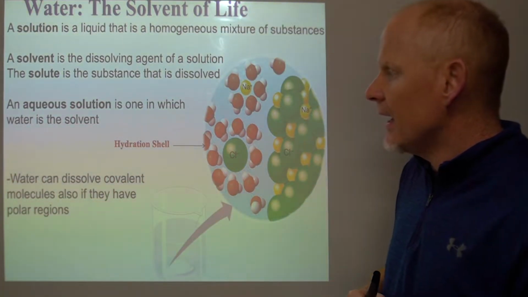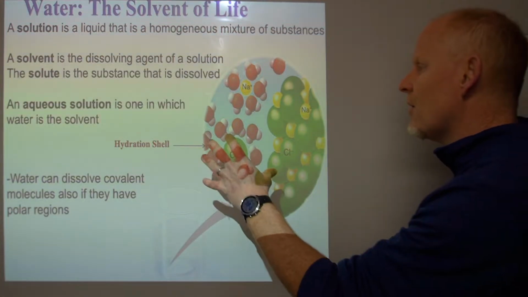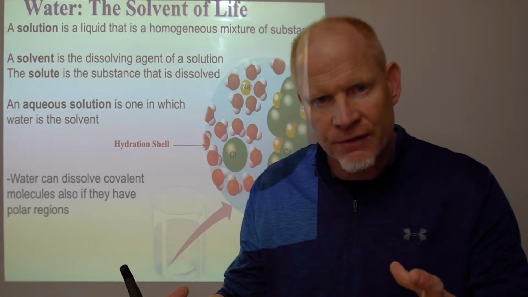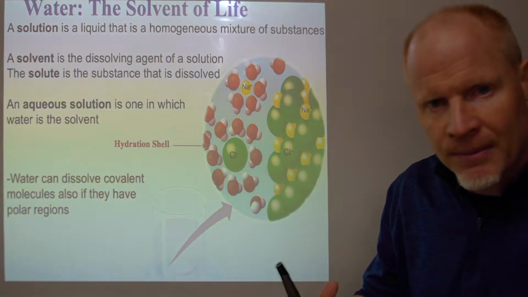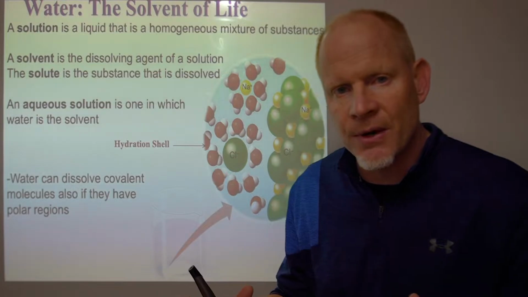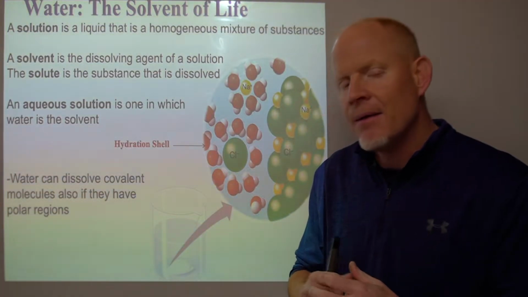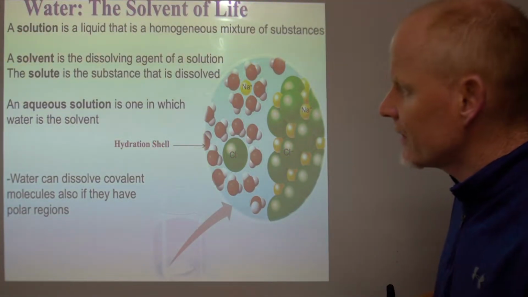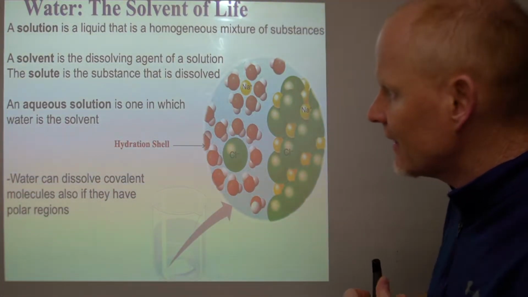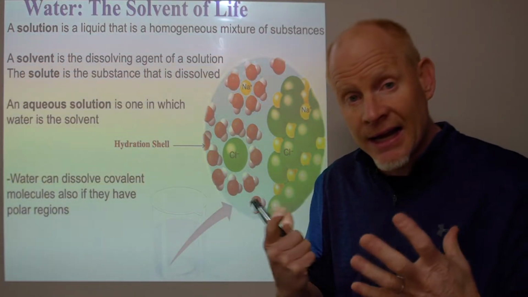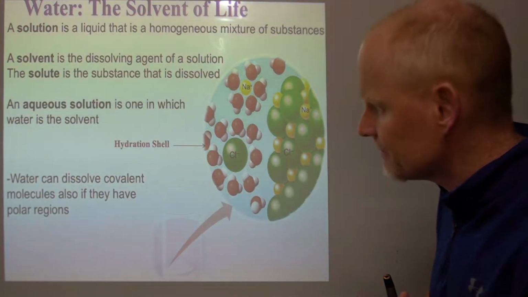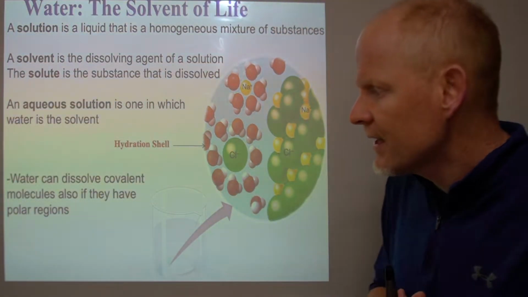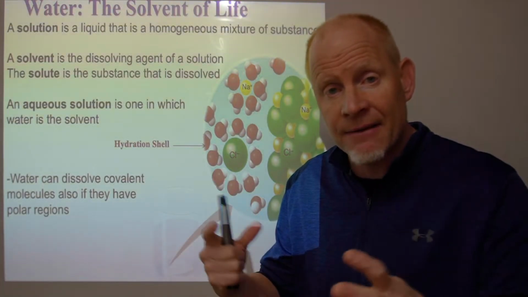An aqueous solution is one in which water is the solvent. Inside of our bodies is a big aqueous solution of fluid that is found in different compartments of the body. Most of our cells are surrounded by interstitial fluid. Blood is a large percentage of water, and the blood cells are bathed in that. A lot of chemistry is happening within these compartments. Water can also dissolve covalent molecules if they have polar or charged regions.